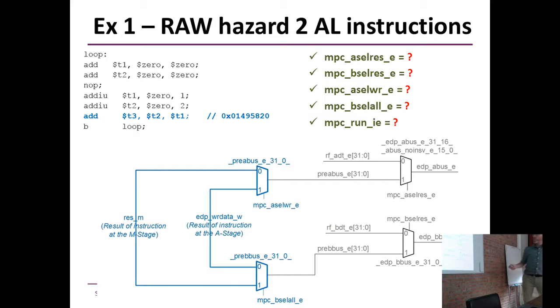So the add instruction is going to add T1 and T2. T1 and T2 are computed by previous instructions which are still in flight, right? So they have to be forwarded. So what would be the values for these 4 signals when the add instruction is at the E stage?